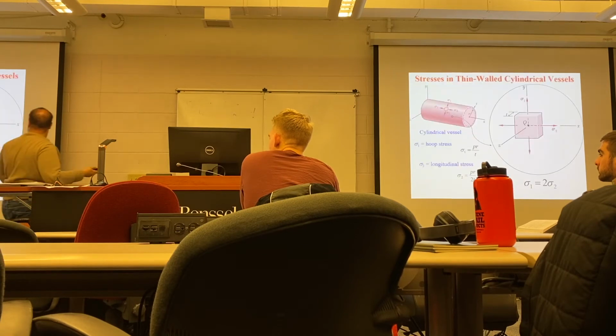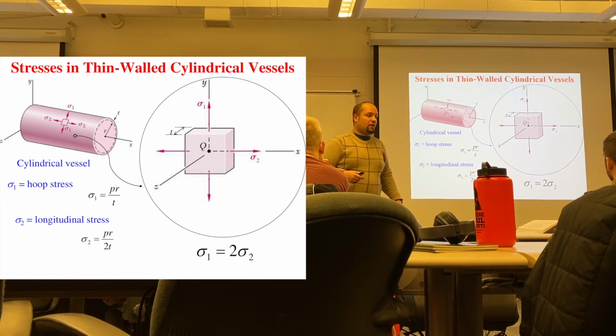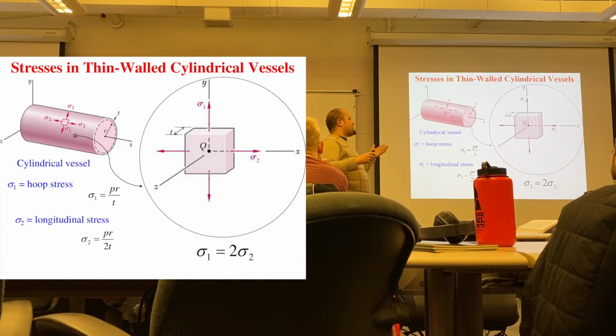And the equation for hoop stress is PR over T, where P is the pressure of what's inside, R is the internal radius from the center to the wall, and T is the thickness of the wall. Sigma 2, the longitudinal stress, is PR over 2T. So sigma 1 equals 2 sigma 2. Basically you will find that the maximum in-plane shear stress is sigma 2 over 2, while the maximum out of plane shear stress is equal to sigma 2.